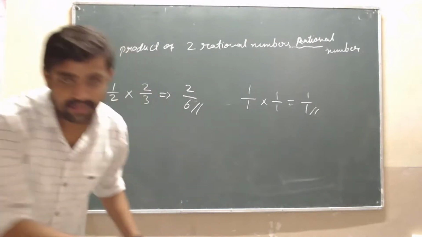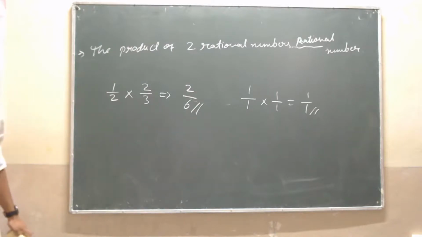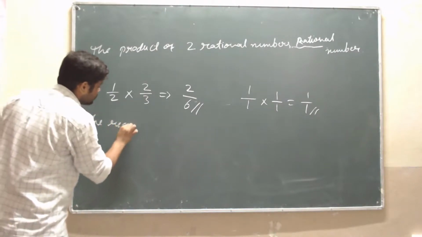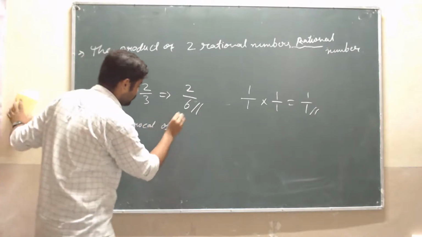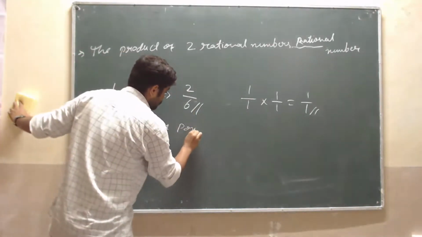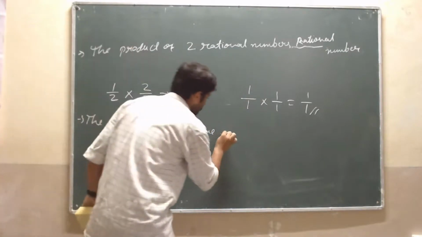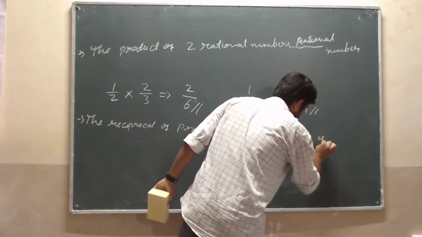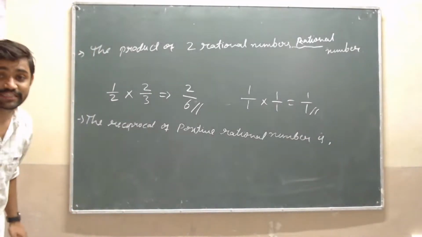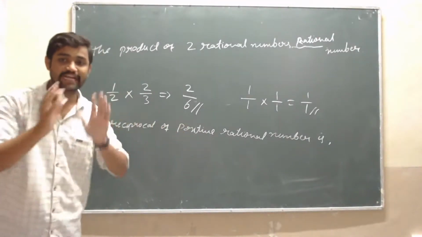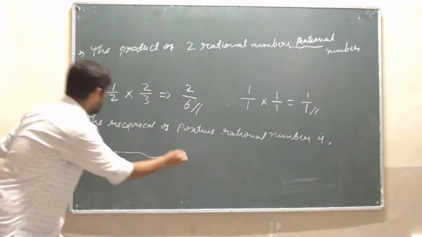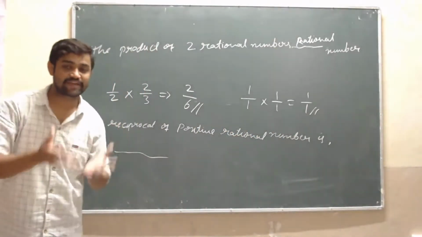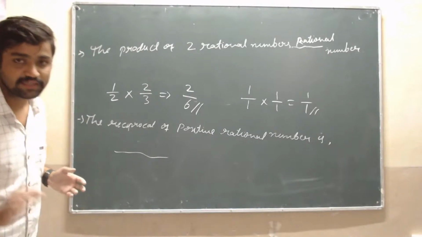One more we have, that is the last question: the reciprocal of a positive rational number is, whether that may be positive or negative, you have to say. The reciprocal of a positive rational number is a positive rational number or a negative rational number. Quickly, look at it.